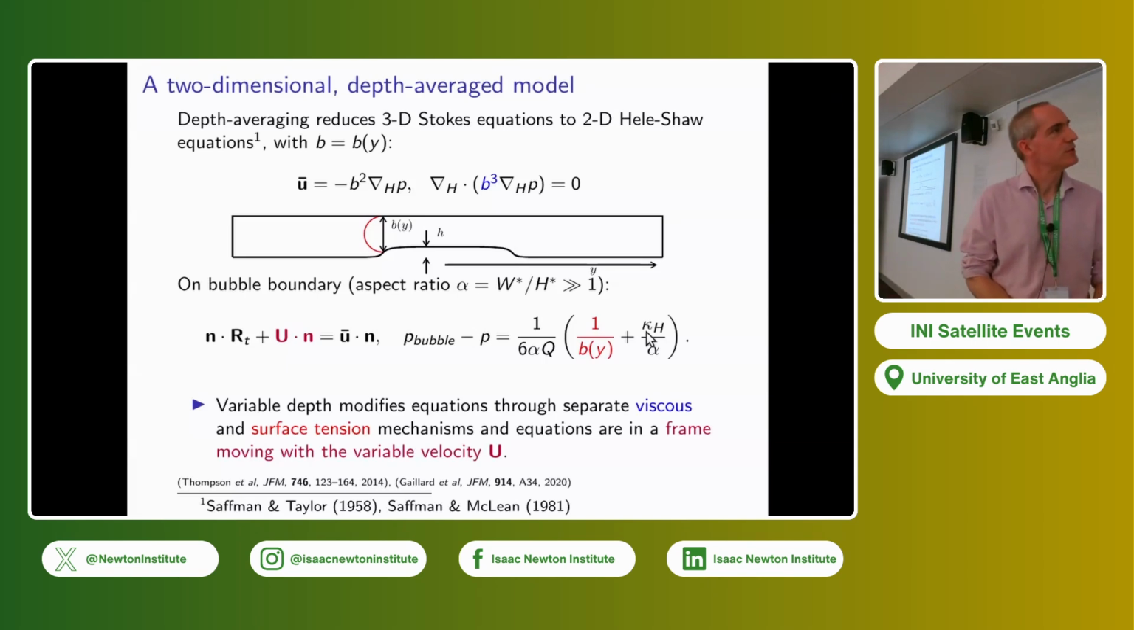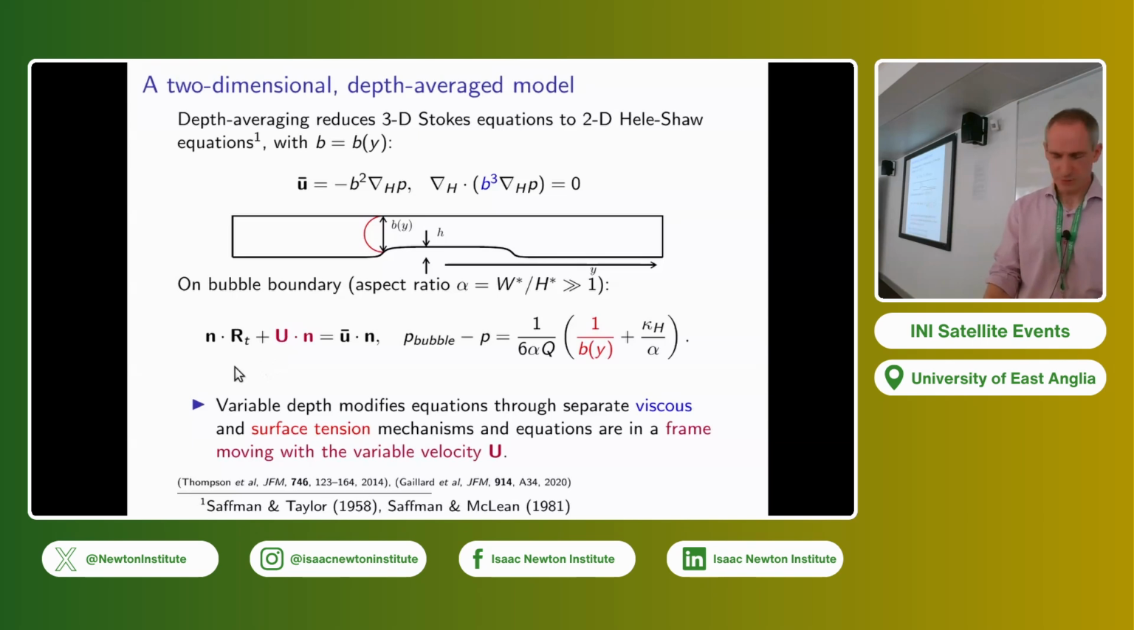And this is the modelling approach. So if you take the Stokes equations and you depth average them across the cross-section, and you assume that the interface looks like a semicircle throughout the entire thickness of the channel, but you allow that thickness of the channel, the height of the channel, to vary with y, which is the cross-sectional coordinate, then you end up with this expression. So the gradient here is the 2D gradient when you're looking from above. So this is conservation of mass.